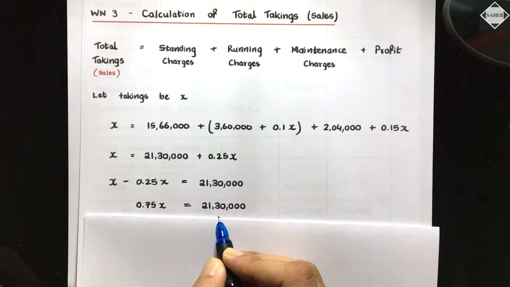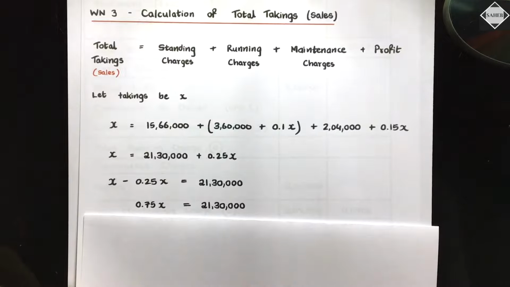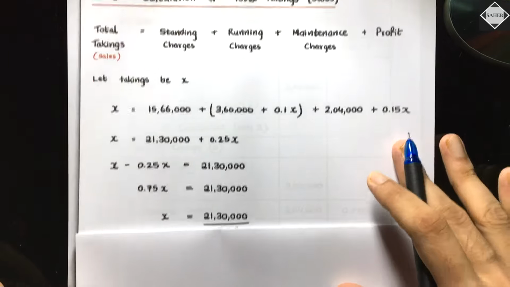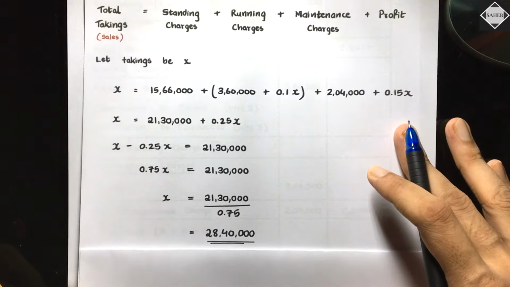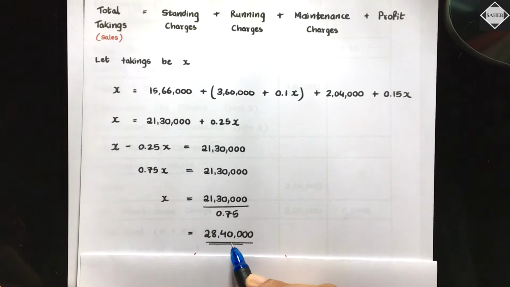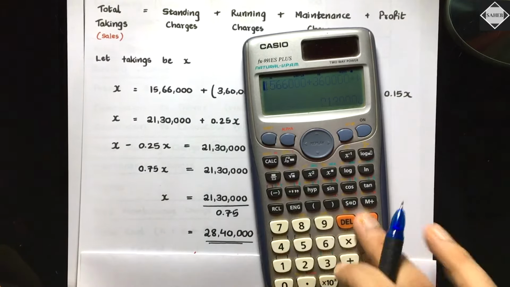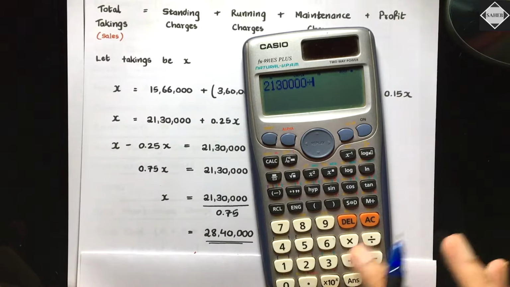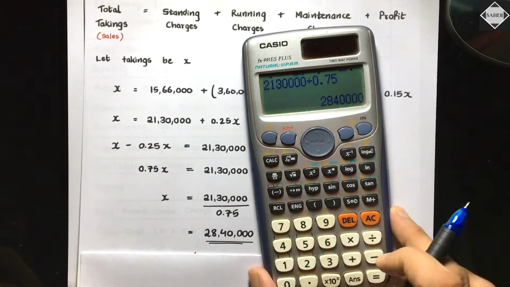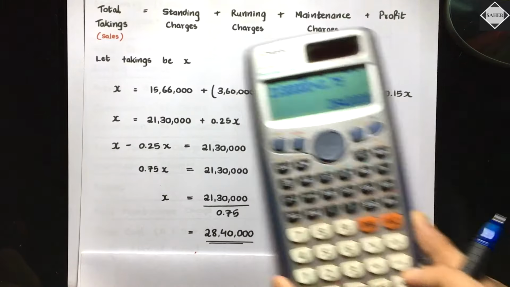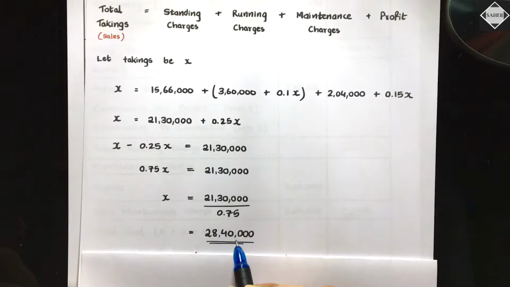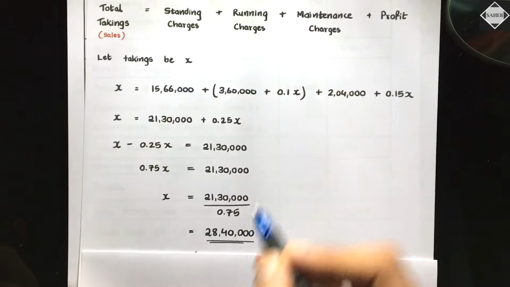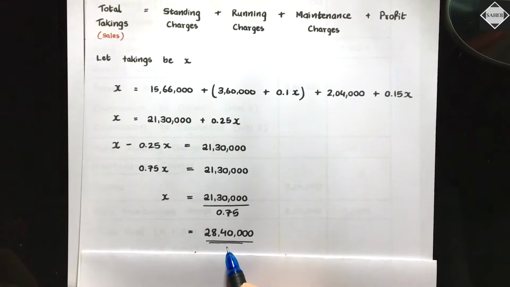Then what can you do? 0.75 you can take over here, and from multiplication it will become divide. See here, 21 lakh 30,000 divided by 0.75, isn't it? Then you have got the answer, 28 lakh 40,000. Is this clear to you? Simple and straightforward. So 28 lakh 40,000 is your sales. We have found out the value of X.